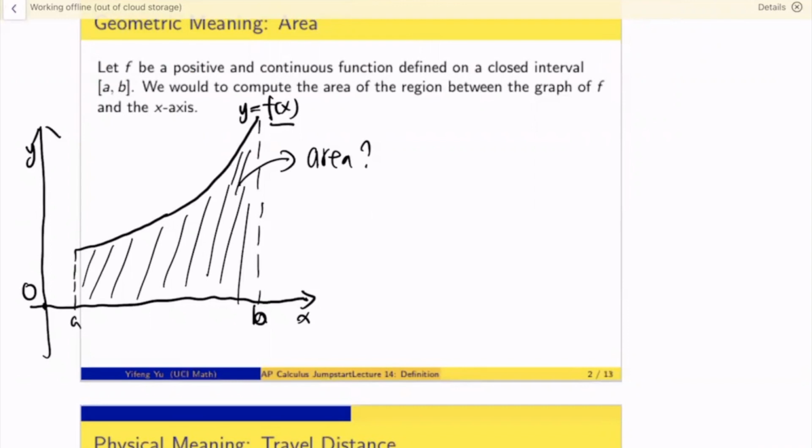We are going to use an idea similar to cut and paste, but in general, you cannot exactly cut into regular shapes. So what we do is a kind of approximation. It's not exact, but we approximate it by rectangles. Basically, we cut it. How do we do it? We divide the interval a, b into small pieces. You can use equal distance, or you can use whatever partition you want.